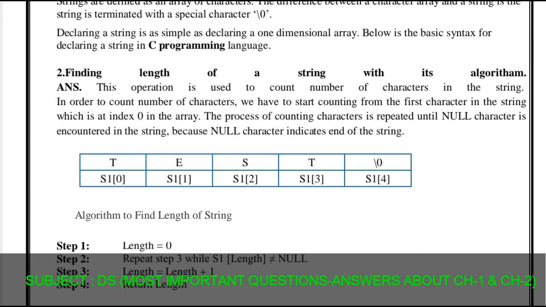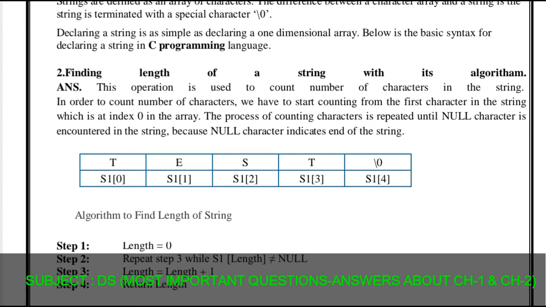Here s1[0] is string index 0, then s1[1] is string index 1, then s1[2] is string index 2, then s1[3] is string index 3, and s1[4] means string index 4, and at last \0 means the terminated string, and \0 means the end of the string.